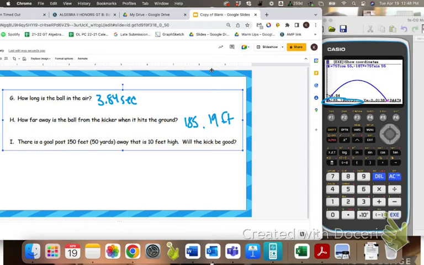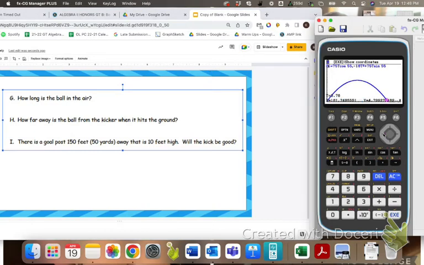Then the last one: there is a goalpost 150 feet away that is 10 feet high. Will the kick be good? What that means is, when I'm 150 feet away, I need to be at least 10 feet high. So let's scroll and see where this graph is when the x is 150. Right about here. When x is 150, I have a height of 19 feet. That is above 10 feet, so yes, the kick will be good because it is a higher point.